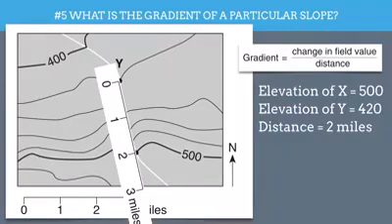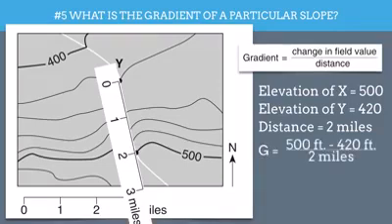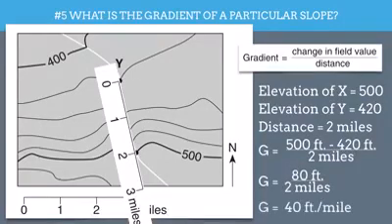Now it's simply a matter of plugging these numbers into the formula. So the gradient is going to equal the change in the elevation, which would be 500 feet minus 420 feet, divided by the distance of 2 miles. You can simplify 80 feet divided by 2 miles, and you get an answer of 40 feet per mile. So what this means is that if you were to walk down this hill from X to Y, for every mile you traveled, you would be getting 40 feet lower.